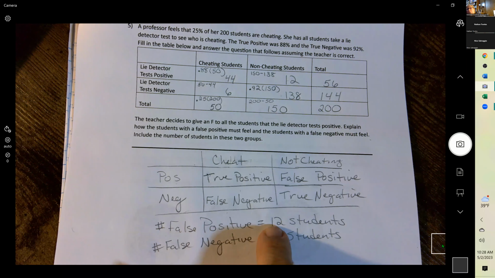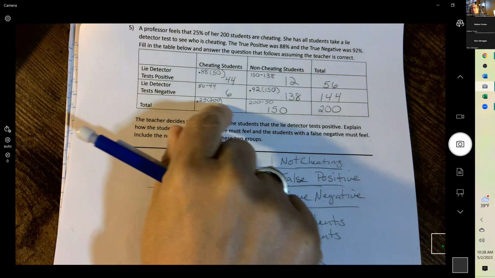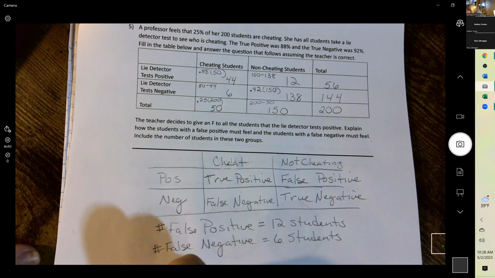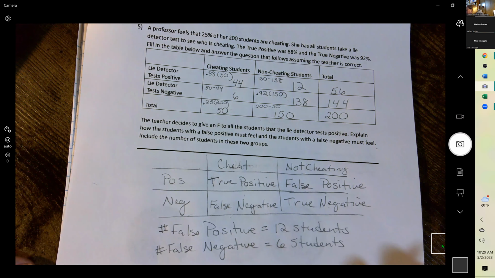So those 12 students are getting an F, even though they didn't cheat. These 6 students cheat, but the test said they don't. So they got away with it. And so write a paragraph, a few sentences about how each of those would feel, and make sure you include how many students are in that group. Any questions on that? Is everyone all right writing it? Well, not everyone, the 2 of you.